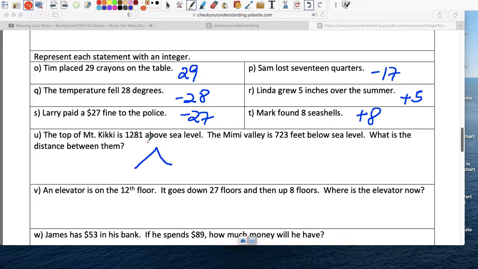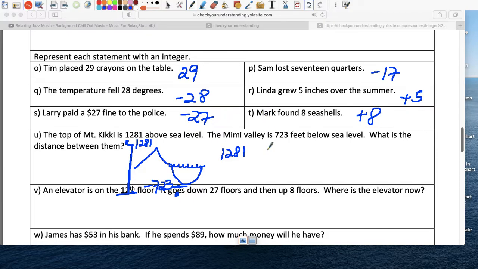So I'll put a number line over here. The top of the mountain is 1,281, so we're going to write plus 1,281. Okay. And there's a valley here, and the bottom of this valley is 723 feet below sea level. Let me just write sea level there. So I'm going to represent that as -723. They're asking you for the distance between those 2 points. So if you're on top of the mountain and I'm at the bottom of this valley, how far away are we from each other? Well, it's not the diagonal line, but this line right here, right? So what is that distance?